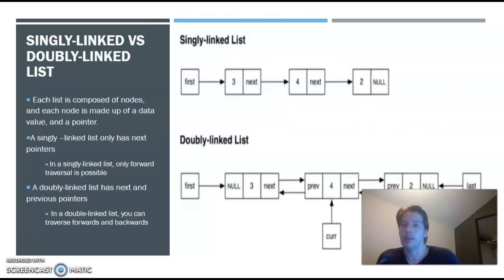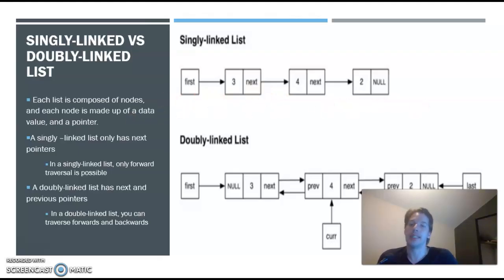Yeah. And then we have linked lists. We have a singly linked list and a doubly linked list. Each list is comprised of nodes. Each node is made up of a data value and a pointer. Obviously, you can have nodes with more than one data value. This is just the most simple example of it.